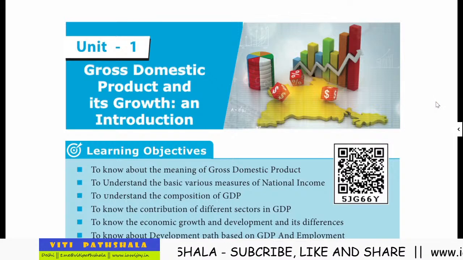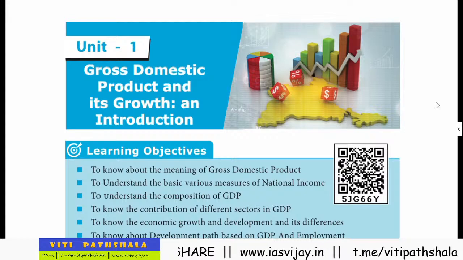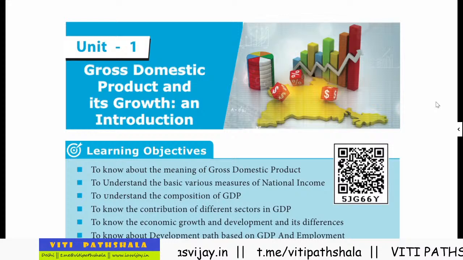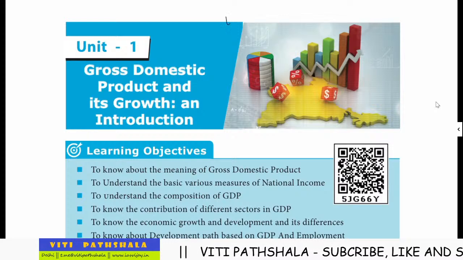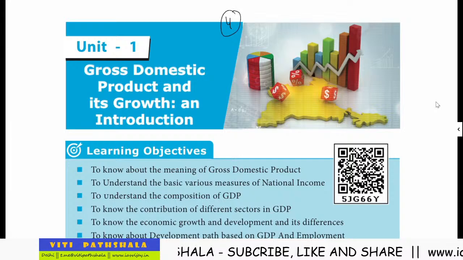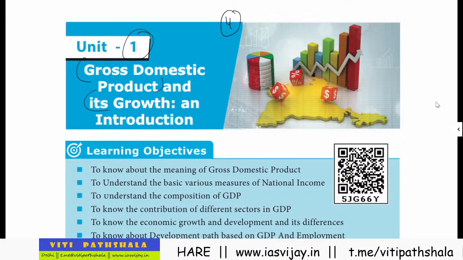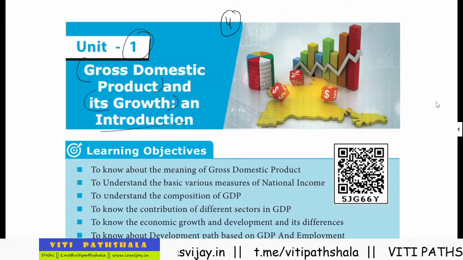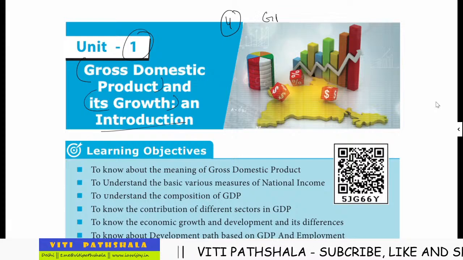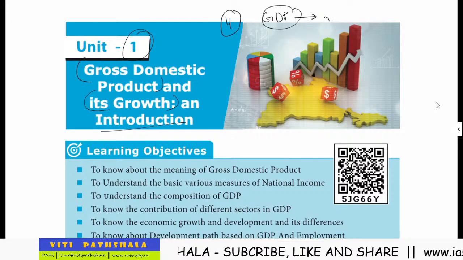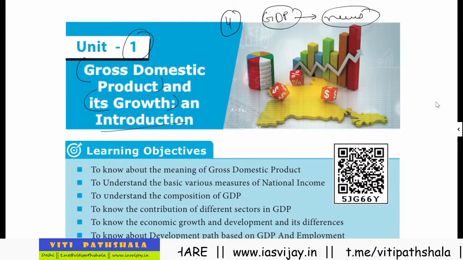In this class we would be starting the 10th class economics part of the Tamil Nadu SCERT book. There are total four chapters that we have to do. So this is the first unit, GDP and its growth, an introduction. You hear this word GDP again and again in the news, so it's an important chapter we are going to study.